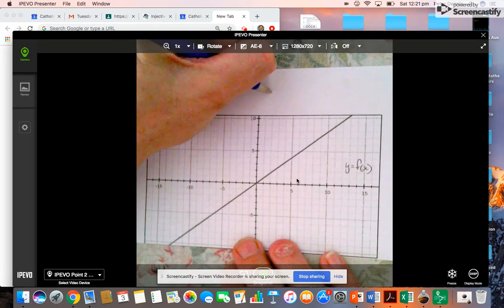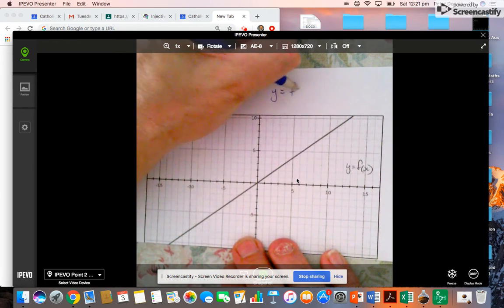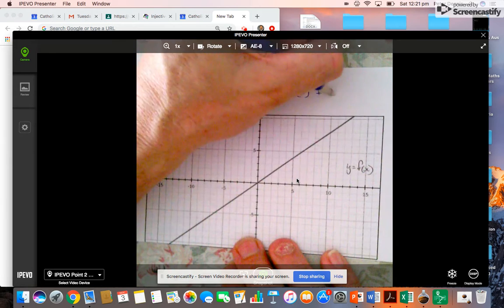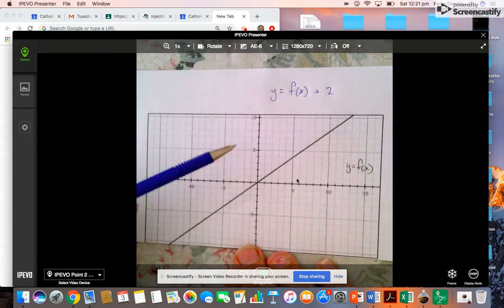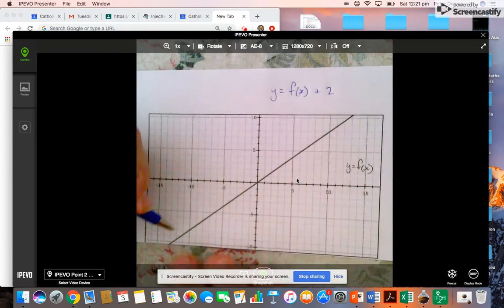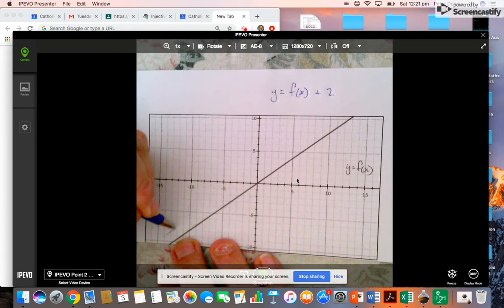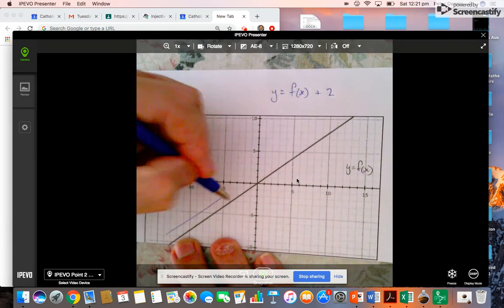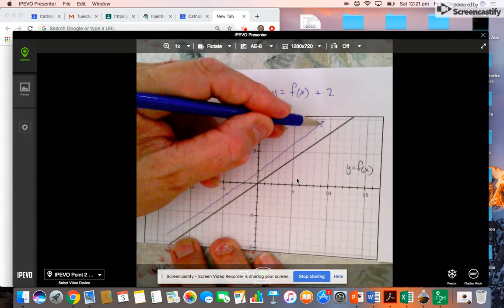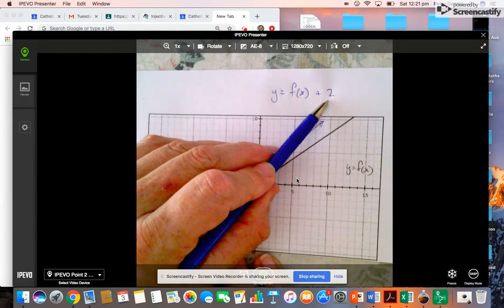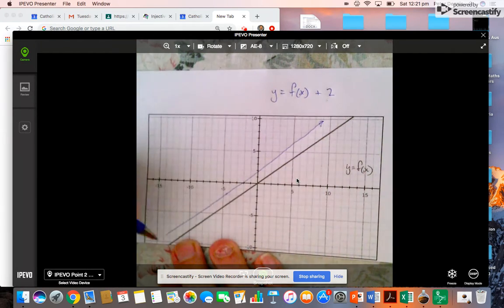But if we wanted to look at y equals f of x plus 2, we're just going to add 2 to every value. So what would happen to that graph if we just added 2 to every value? The graph would suddenly move up 2, because that's all we're doing. We're adding 2 to every value of it. So that's with the 2 out the back here, and it would be that line.